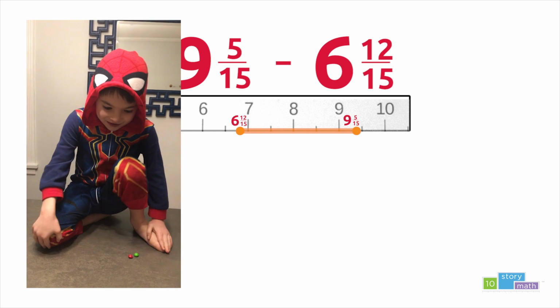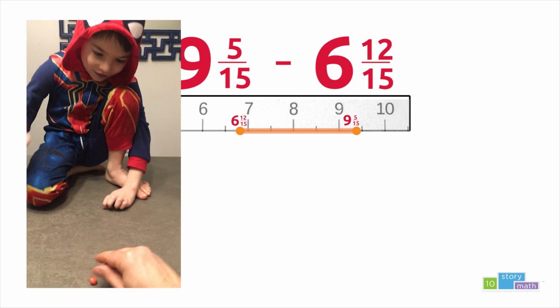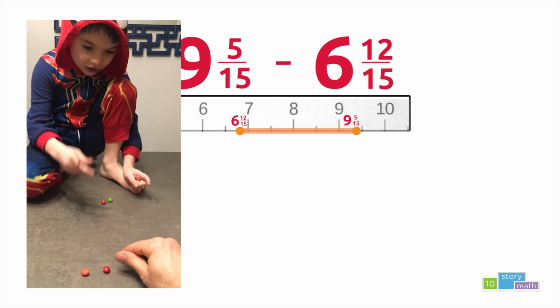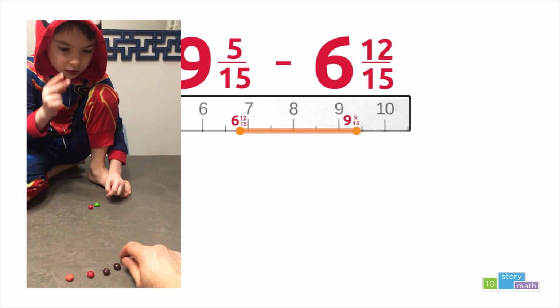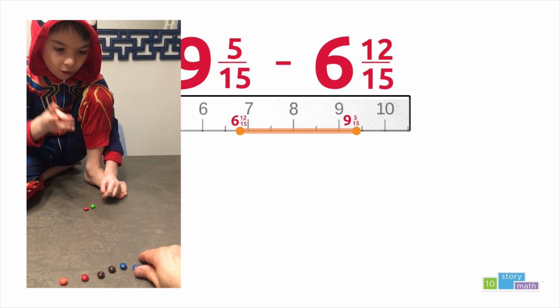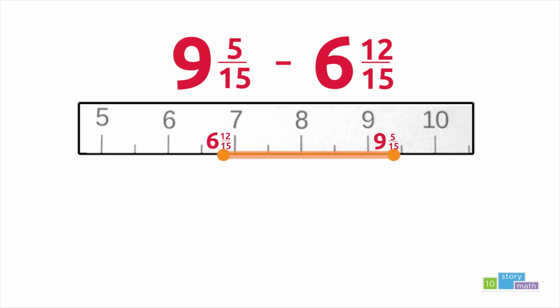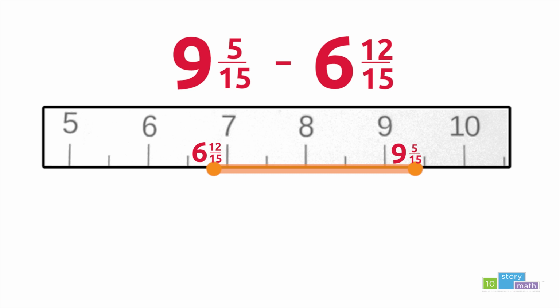Uh-oh. Did you see that as soon as I gave myself 2 Skittles, he started to use his fingers to find the difference? He was counting up. And that's exactly what we're going to do using this number line. Let's start at 6 and 12/15 and work our way up to 9 and 5/15. Let's stop at the next whole number. How far away is 7? To get to 7, we need 3/15 more.